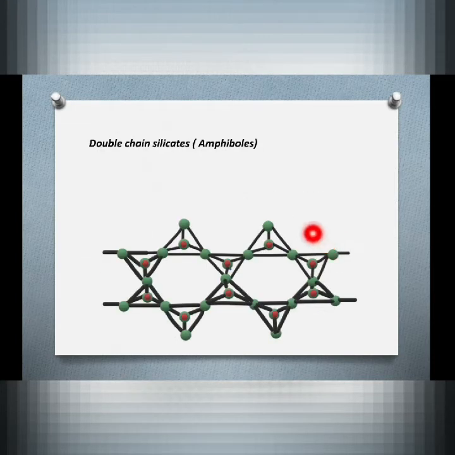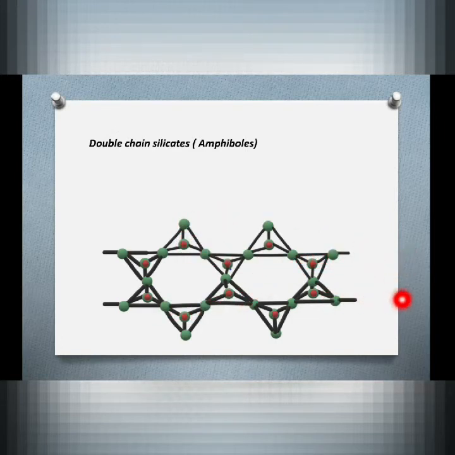Now this is the double chain silicate. In the earlier cases, the number of oxygen atoms shared is the same for all tetrahedral units, but in this case the number of oxygen sharing is different for different tetrahedral units. If we consider this tetrahedral unit for double chain silicate, two chains come together and form this type of silicate structure. These chains are infinite in this way.